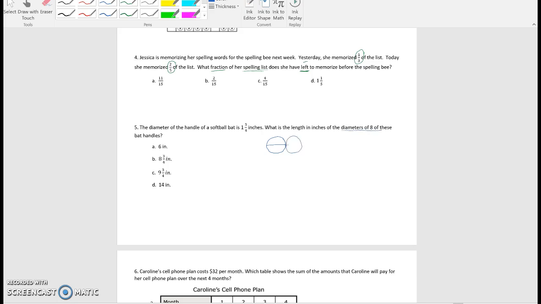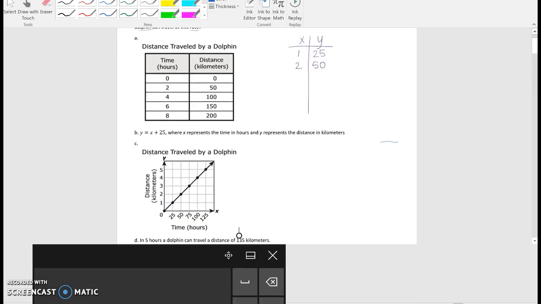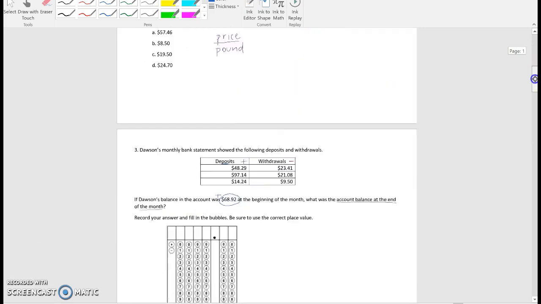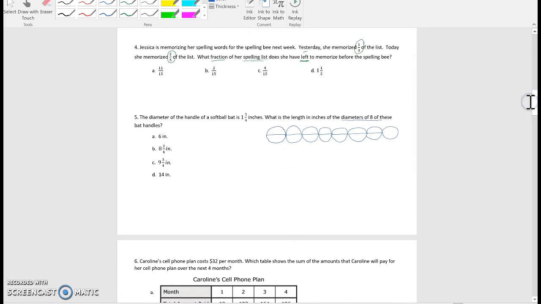So 1, 2, 3, 4, 5, 6, 7, 8. Oh, darn it. Sorry. So each one is 1 3/4 inches. What is the length of 8 of them?